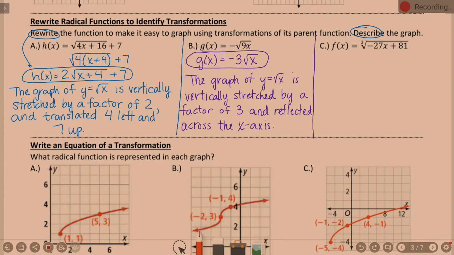Okay. One more. C is the cube root of negative 27x plus 81. Thoughts? Why would I want to talk about 9 here? What are we overlooking if we talk about 9? I would talk about 9 if this is a square root. But what did we forget?